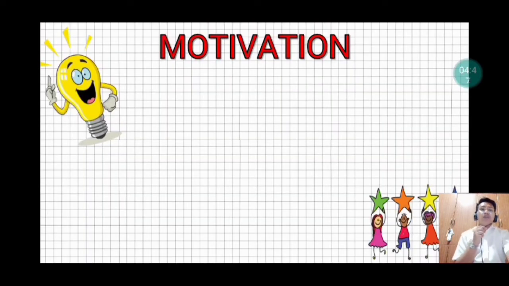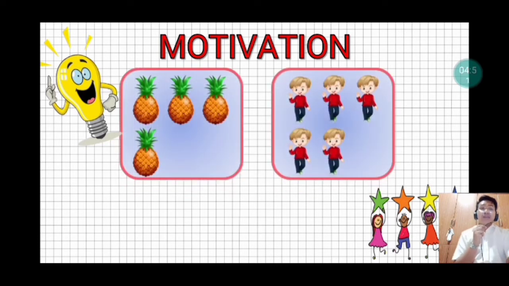Alright, so before we proceed to our new lesson, I have here some pictures. Now, take a look at this picture, class. What can you say about these pictures inside the 2 boxes? Okay, there are pineapples and boys. Now, how many pineapples are there inside the box? Okay, there are 4 pineapples. How about on the other box? How many boys are there? Exactly, there are 5 boys. Now, this illustration shows that there are 4 pineapples and 5 boys.